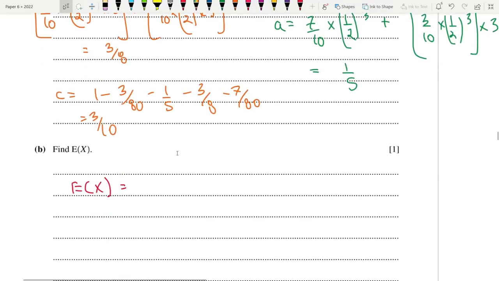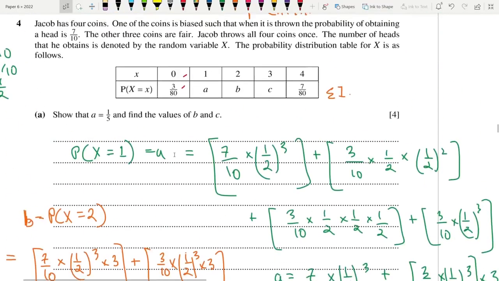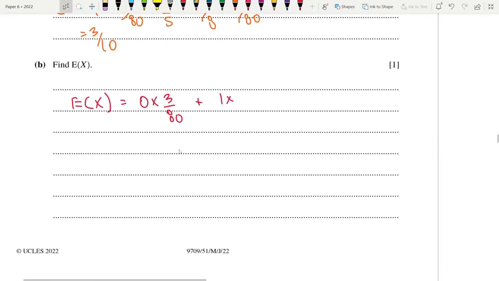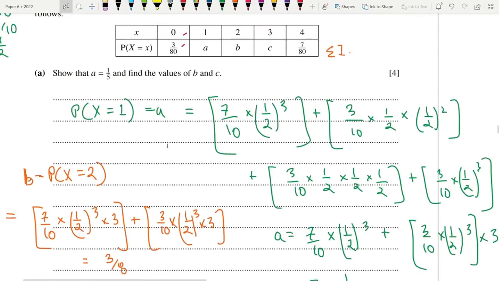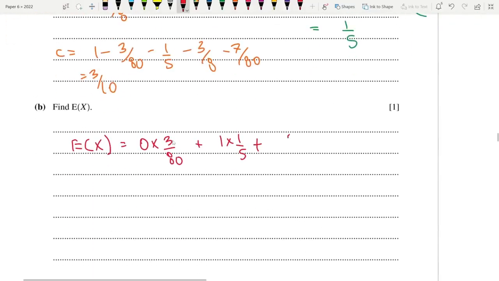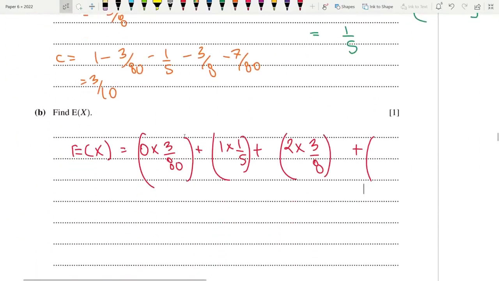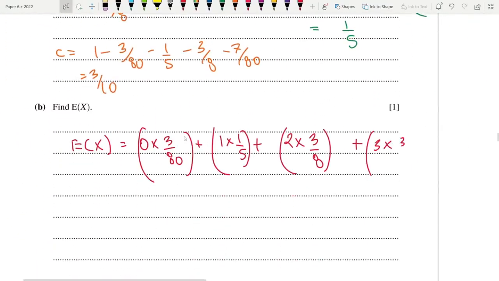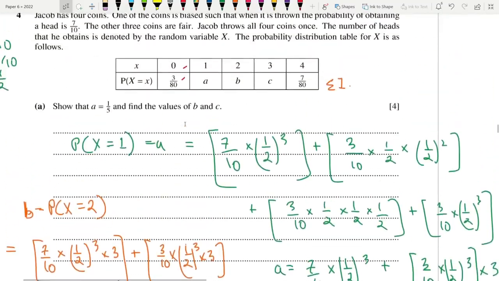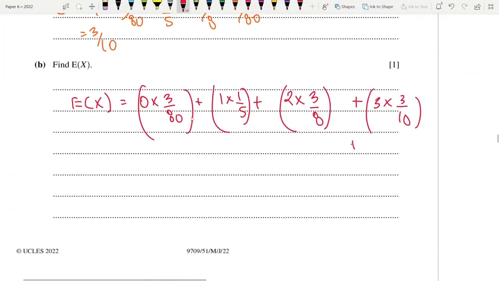0 times 3 by 80. Then 1 times 1 by 5. 2 times 3 by 8. Then 3 times 3 by 10. Then 4 times 7 by 80.